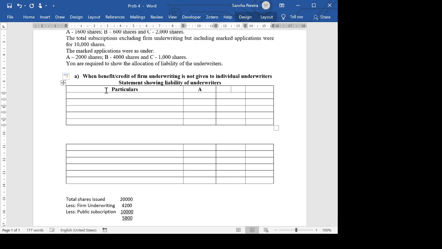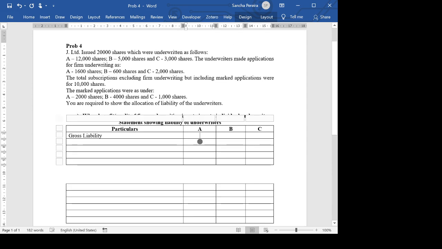The underwriters are A, B, and C. Okay, so we start with gross liability. That is how much responsibility each one has taken overall. So if you check the gross liability for A, it's 12,000, B 5,000, and C it is 3,000.